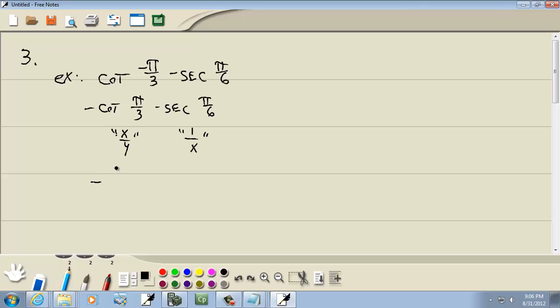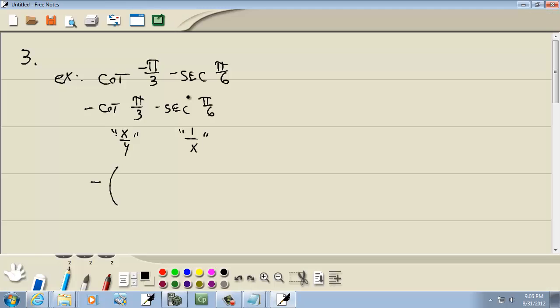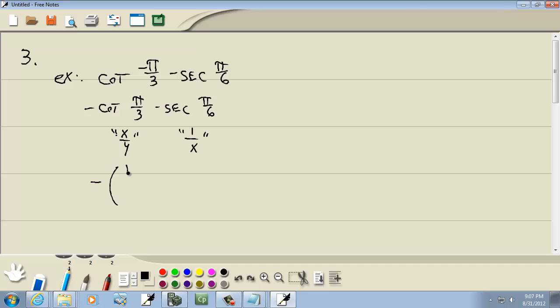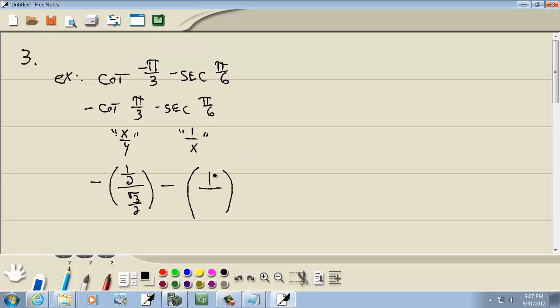And this is negative, and we're looking at pi over 3. So we got pi over 3 here, and it's x over y. So we have 1/2 over square root of 3 over 2. Minus, and this is 1 over x, so I'm going to look at pi over 6. So I come over here, here's pi over 6. Here's x, square root of 3 over 2. So we'll have 1 over square root of 3 over 2.